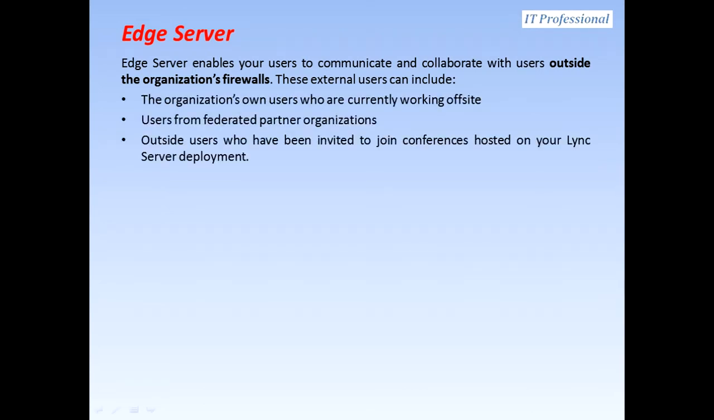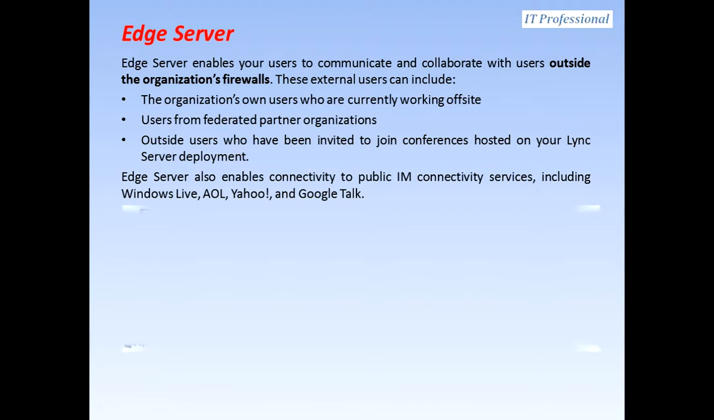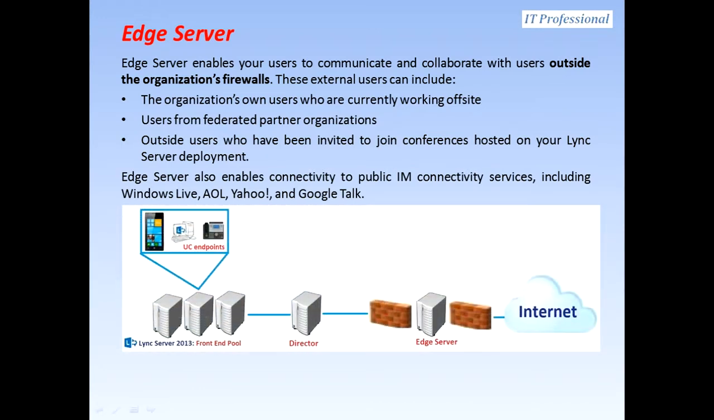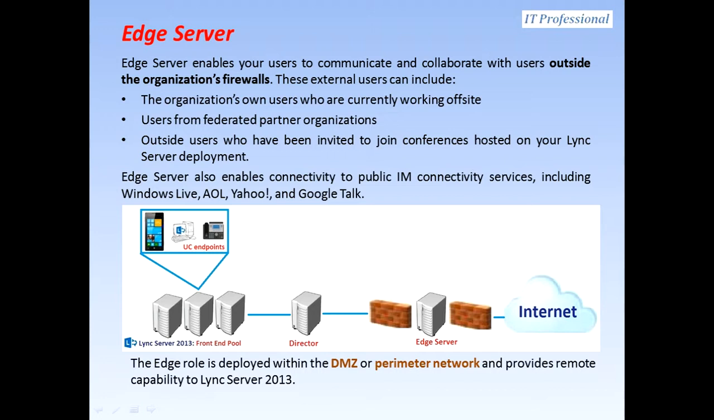For the Edge server, it enables your users to communicate and collaborate with users outside the organization's firewalls. These external users can include the organization's own users who are currently working off-site, users from federated partner organizations, and outside users who have been invited to join conferences hosted on your Lync server deployment. Edge server also enables connectivity to public instant messaging services, including Windows Live, AOL, Yahoo, and Google Talk.